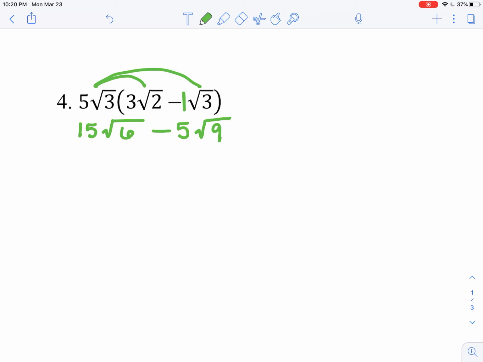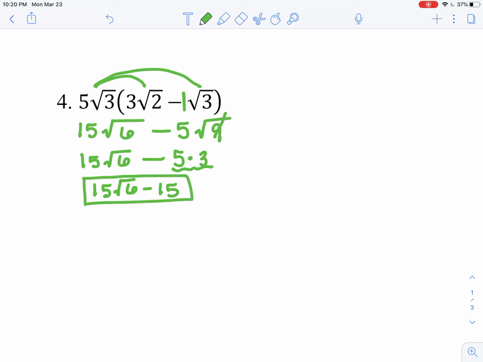Now check each term to see if you can simplify the radicals. There is no perfect square that goes into 6, so the first term stays as is. In the second term, 9 is a perfect square number, so the square root of 9 is 3. When the 3 comes out of the radical, it multiplies by the 5. So we end up with 15 root 6 minus 15. Again, these are not like terms. They do not have the same radical. So this is our final answer.